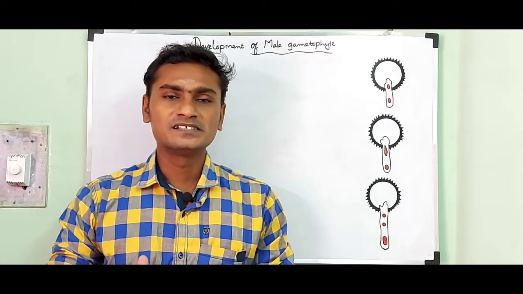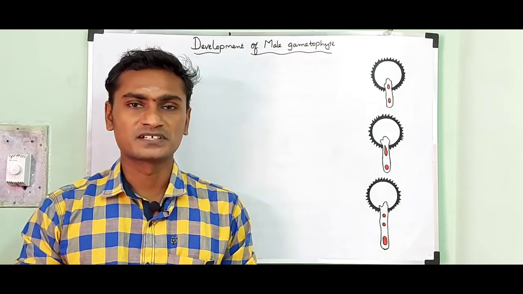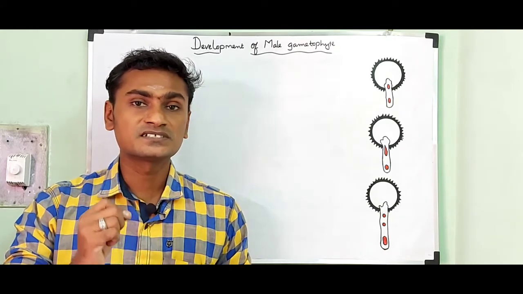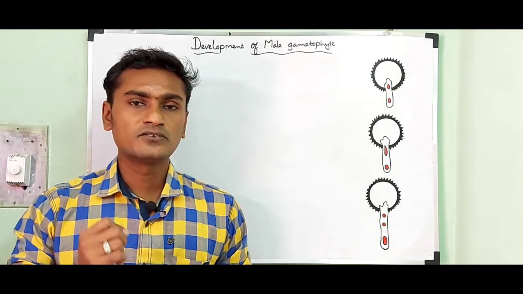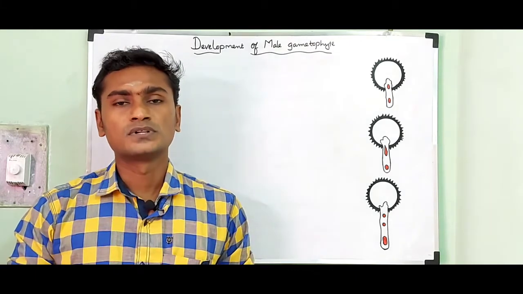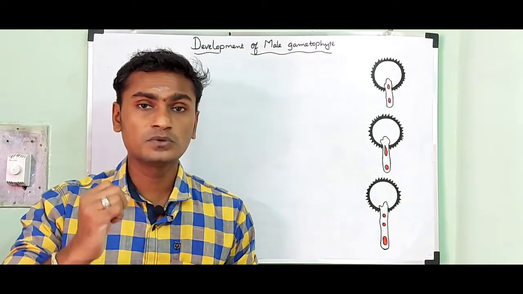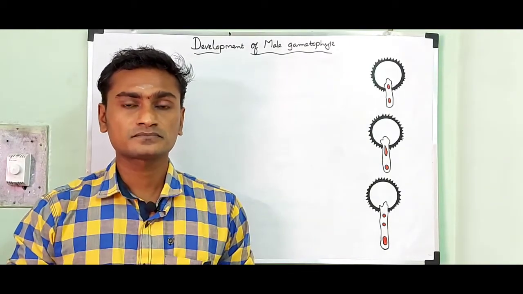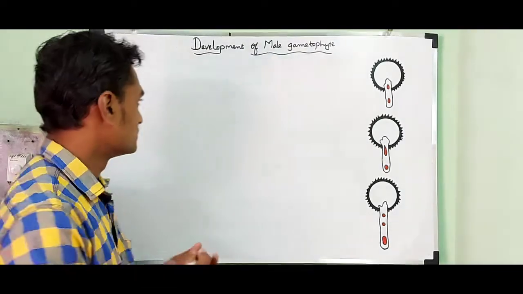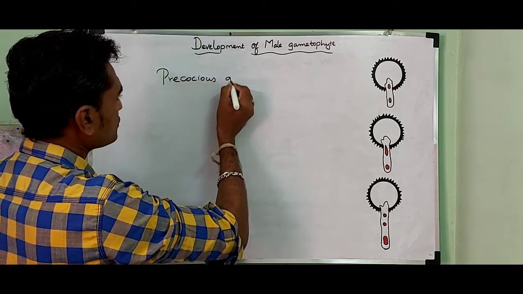In this video, we are going to discuss a topic called development of male gametophyte. The microspores or the pollen grains are considered as the first cell of male gametophyte. The development of male gametophyte takes place while they are in microsporangium or pollen sac. So the germination of the male gametophyte takes place even in microsporangium itself. That is why that type of germination is called precocious germination.